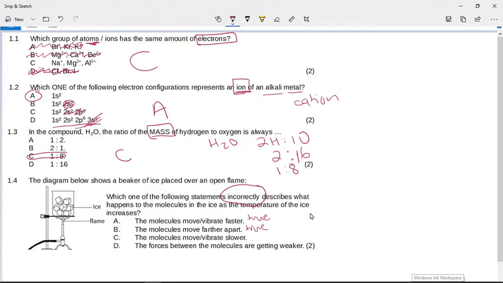The molecules vibrate slower. This is false, because temperature is a measure of average kinetic energy and the temperature is increasing. And the forces between the molecules are getting weaker. That is true, because that is how come they can move further apart in B. So the only wrong one here is C, and so the answer there is C.